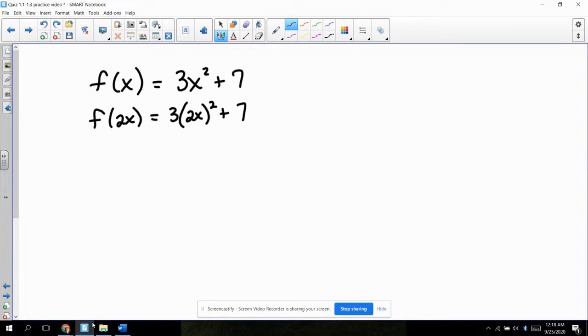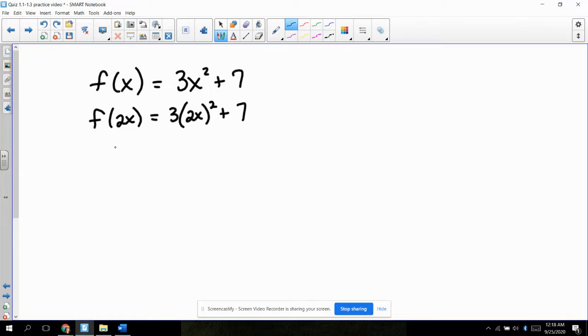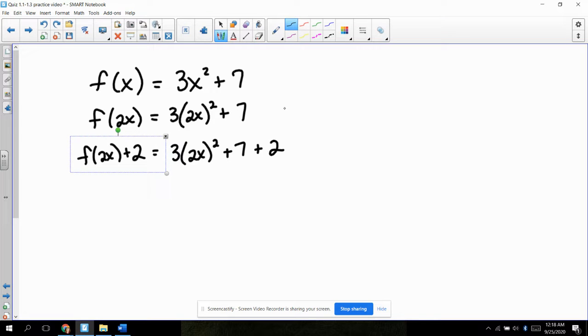And then I'm also going up 2 units. So what that does is it takes the function and adds 2. So I'm going to take the same thing I got already and just add 2 to the end. And now, because these are just both numbers, I'm going to combine them and make it 9.